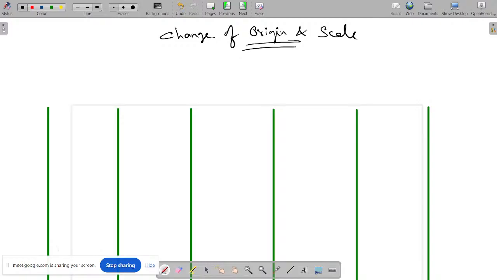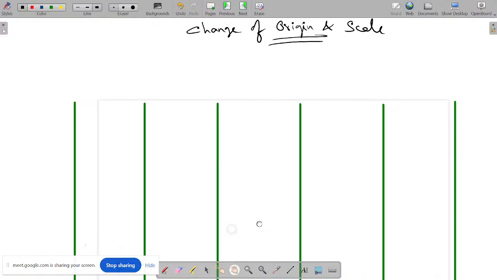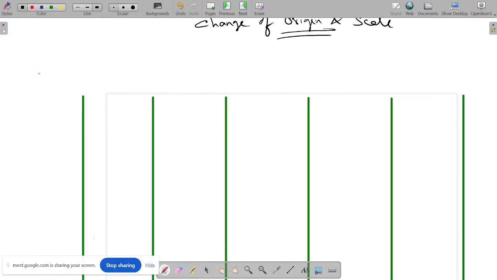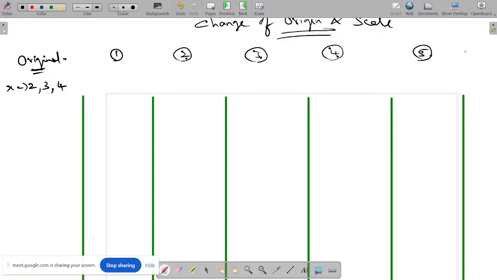To understand this property in a better way, actually we have to go for some graphical work. We're going to discuss a few cases. Originally, let me take a data with the x values as 2, 3, and 4. Then I'm going to vary different cases, probably six cases put together.